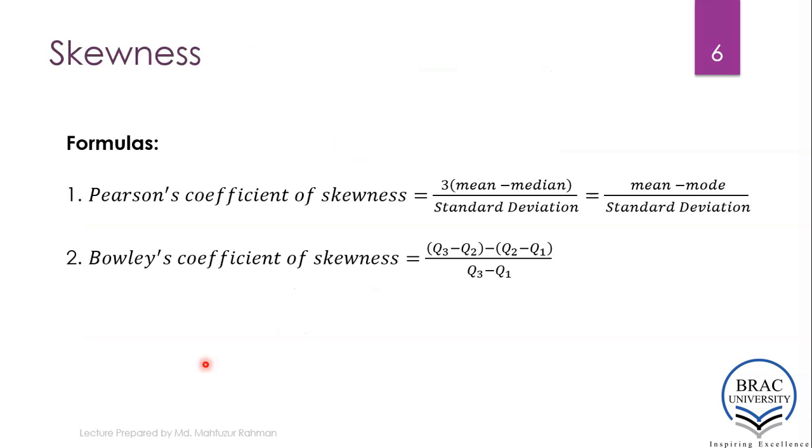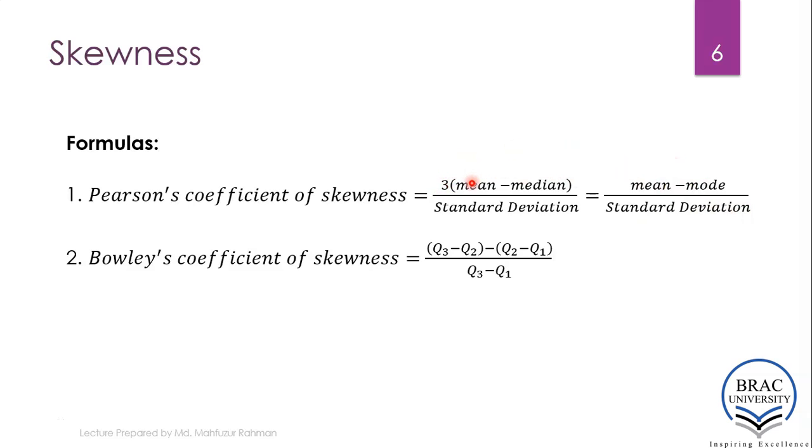Now we are going to do a quick recap of our skewness measures. The formulas, we have Pearson's coefficient of skewness. We are going to use this formula when we have these 3 values: mean, median, and standard deviation. But when you don't have the median, but you have the mode value, you can use this formula: mean minus mode divided by standard deviation. There's a slight difference, which is 3.